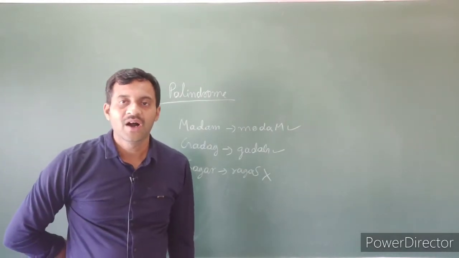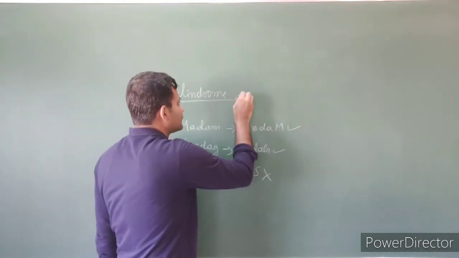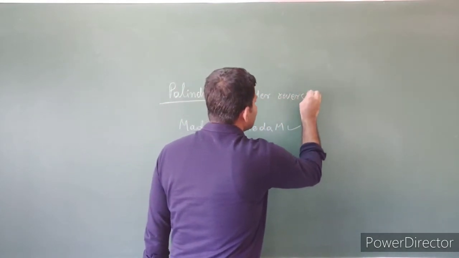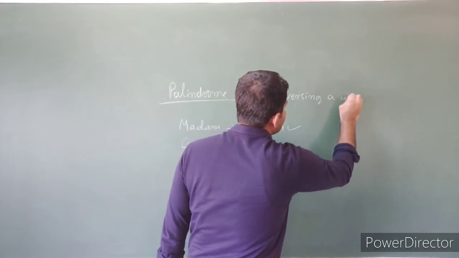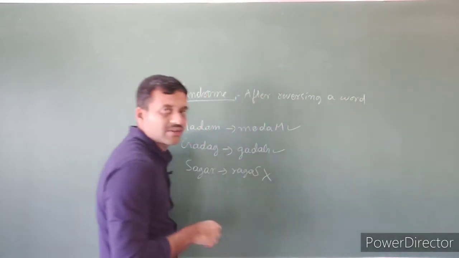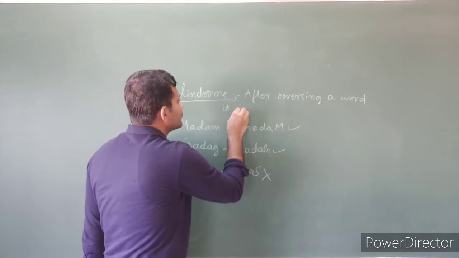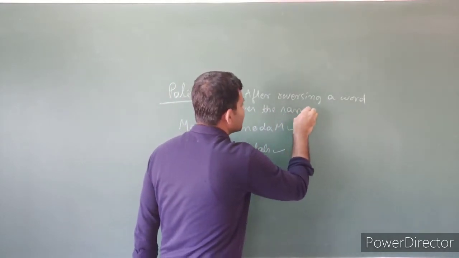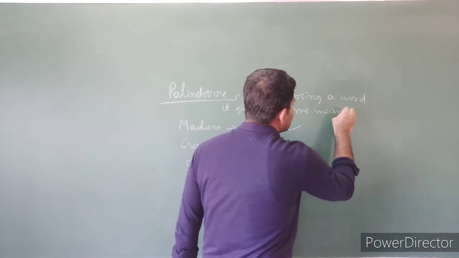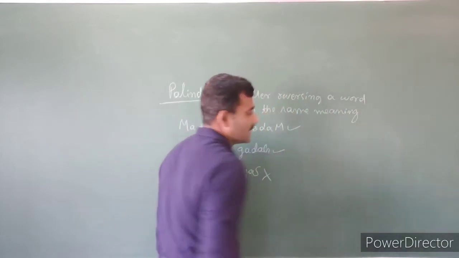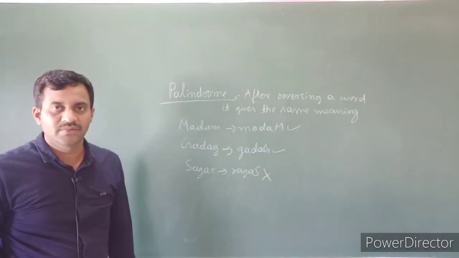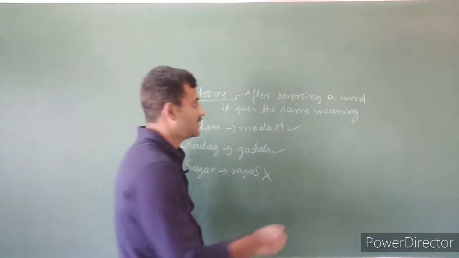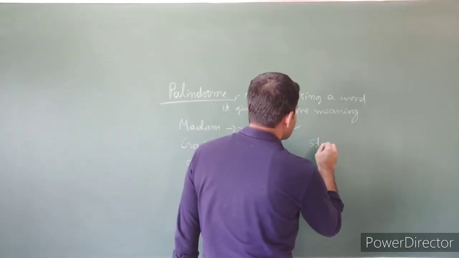What is the meaning of palindrome? After reversing a word, it gives the same meaning. That is called a palindrome. To perform this operation, we need another function, that is strrev of string.